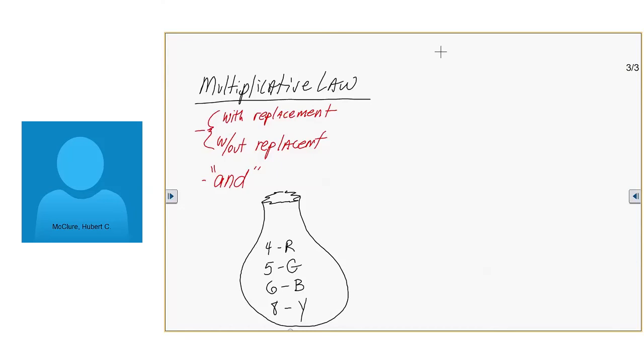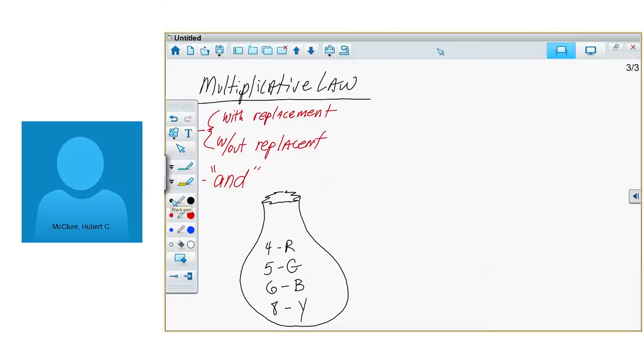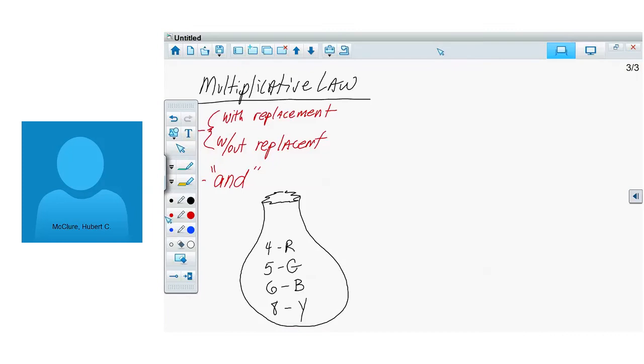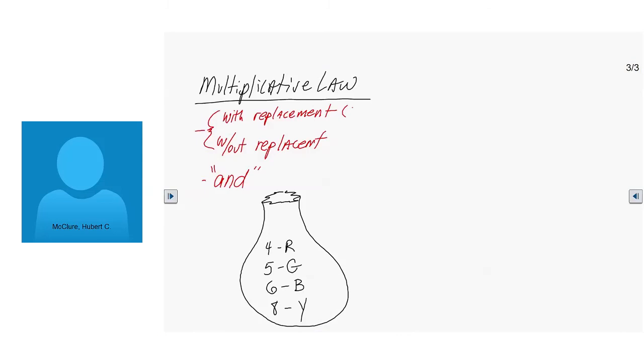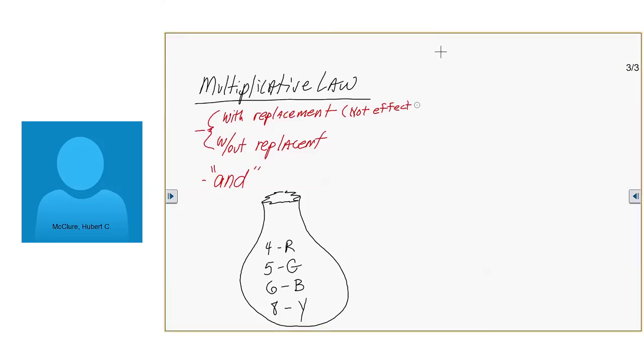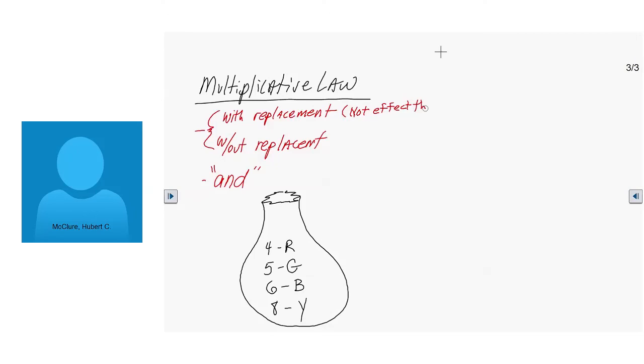Can you read this definition to you? No, just tell me which one's which. Okay, let me say this, because this is the definition they probably have. With replacement means that you're going to put the replacement back in the bag, so that means that it's not going to affect the probability. Does not affect the probability.